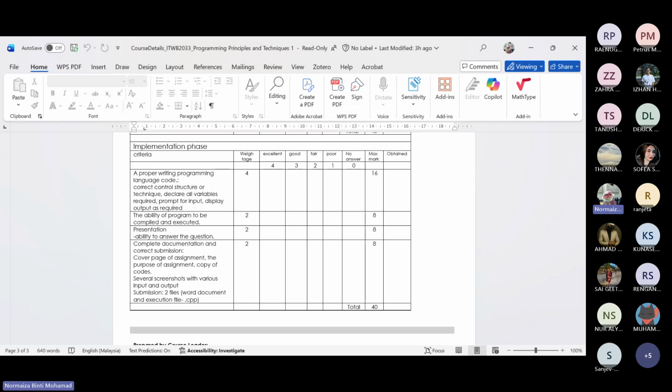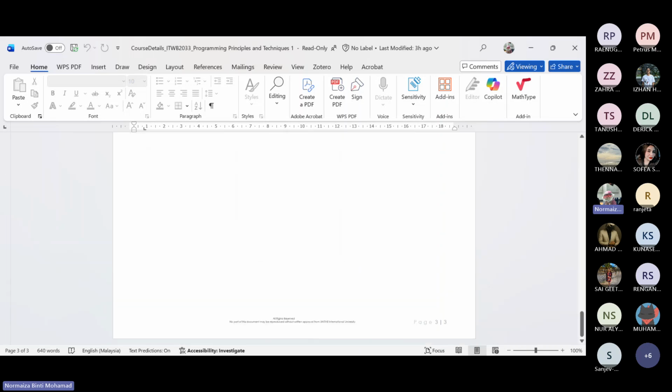Must have a cover page, and must include the purpose of the assignment and the copy of codes. So the code must be included. Several screenshots with various input and output. The submission has two files. First, the Word document, and then the execution file. And that's another 40 marks, which will be divided to get the 20%.